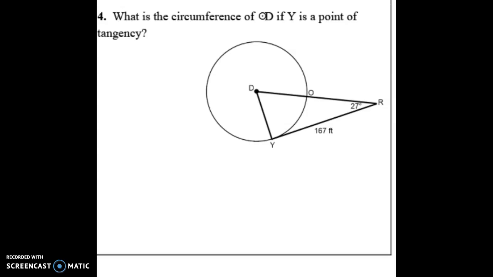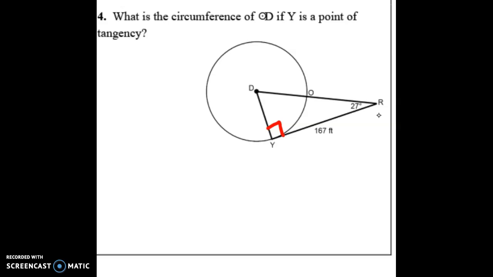Okay, so here's a problem that asks us for the circumference of circle D if point Y is a point of tangency. So again, that's awesome because it's connecting Y to D, which is a radius. So that makes that a right angle. And you look at this and we only have one side length. We don't have this part of the hypotenuse. We don't have a radii, but we do have an angle, which is different than what we've had before.